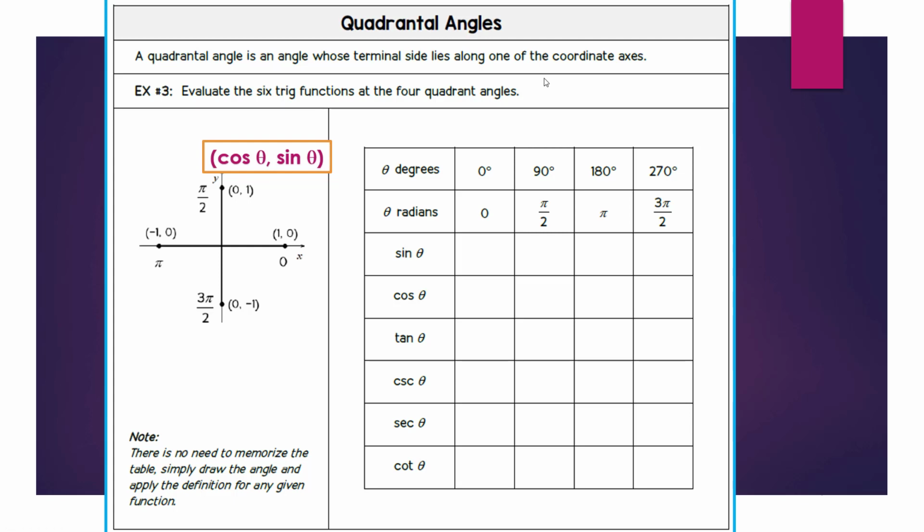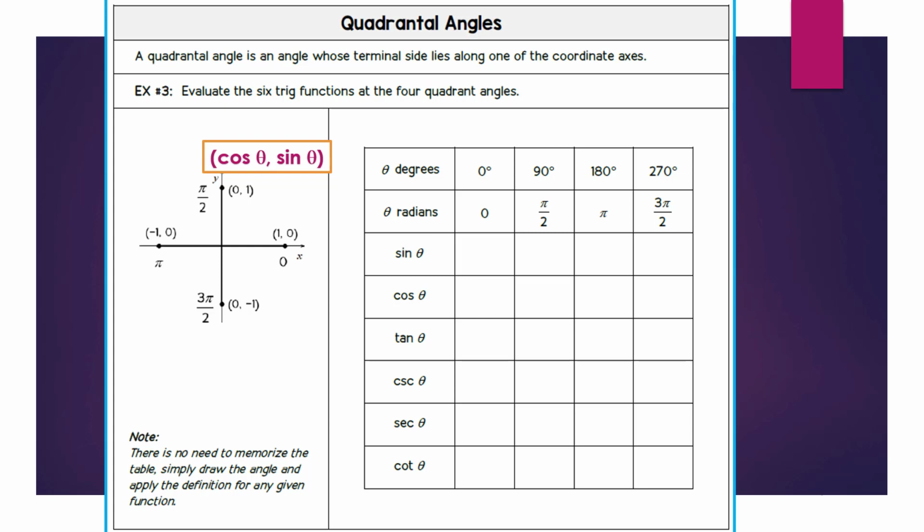So that means 0, right? At 0, if I have that angle, or we could call it 360 or 2 pi, that's a quadrantal angle because it lies right here on the x-axis. 90 degrees is a quadrantal angle. It's not in quadrant 1, it's not in quadrant 2, it's a quadrantal angle. It's on the axis. Okay, 180 degrees or pi is a quadrantal angle. 270 degrees or 3 pi over 2 is a quadrantal angle. Okay, so that's what we're talking about.